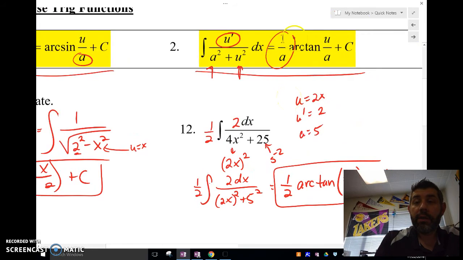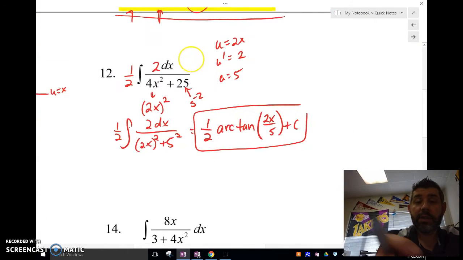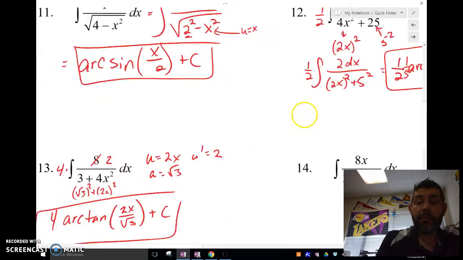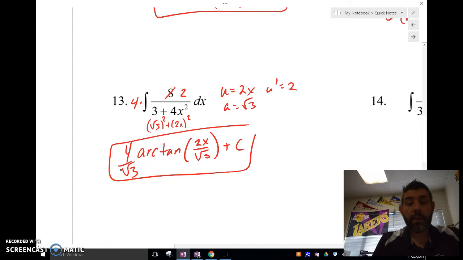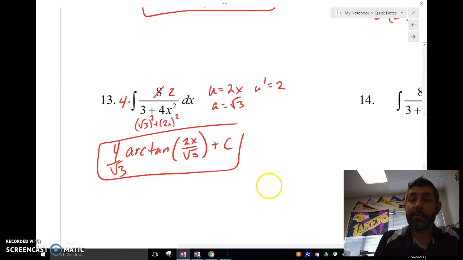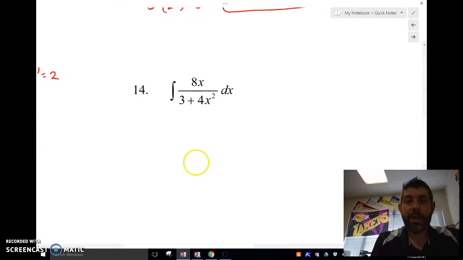1 over a. I missed 1 over a. So I also missed it in 12. So I need to put 1/5 over here. Okay, let's not forget that over here, 1 over a. So let's go ahead and put that 4 over root 3. Okay, so don't forget that 1 over a. I almost forgot. Memorize those things too.